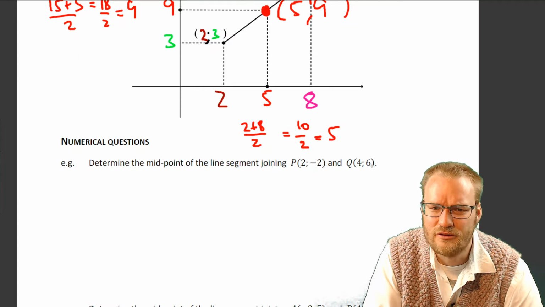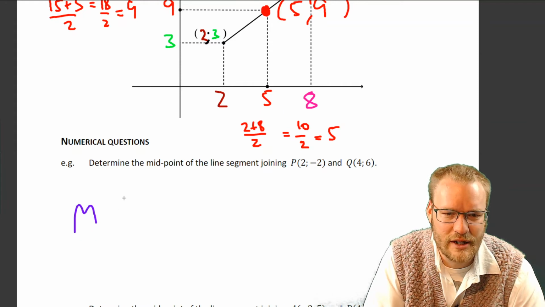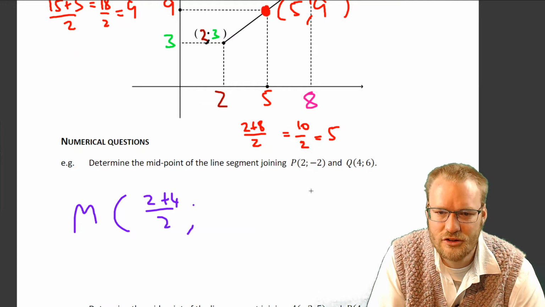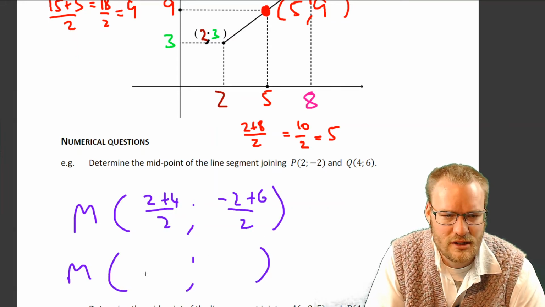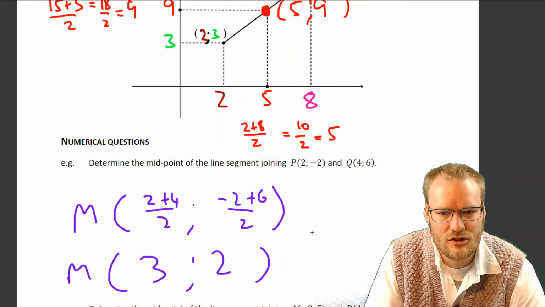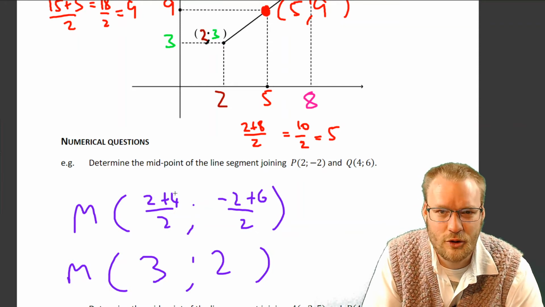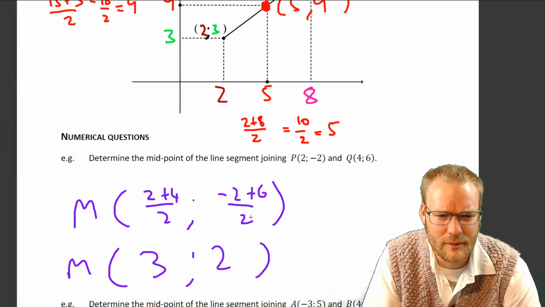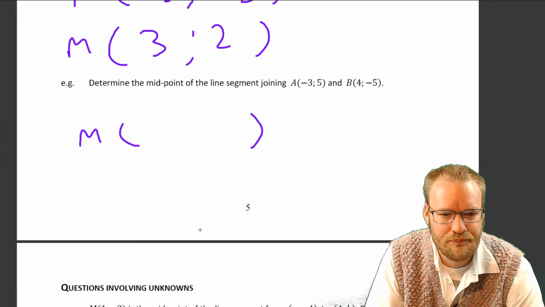Let's focus our energy on determining the midpoint of the line segment joining (2, -2) and (4, 6). Often we call the midpoint M. So for this one, our M is: take the x values, add them together and divide by 2. Take our y values, -2 plus 6, and divide by 2. So our midpoint is (3, 2), since -2 plus 6 is 4, and 4 over 2 is 2. Between 2 and 4, I didn't need this formula, right? But between -2 and 6, maybe it was useful to have the formula. Determine the midpoint. That one you can do in the same way.